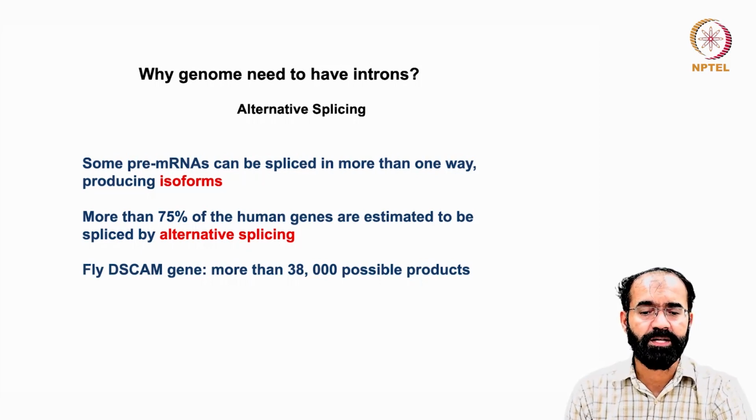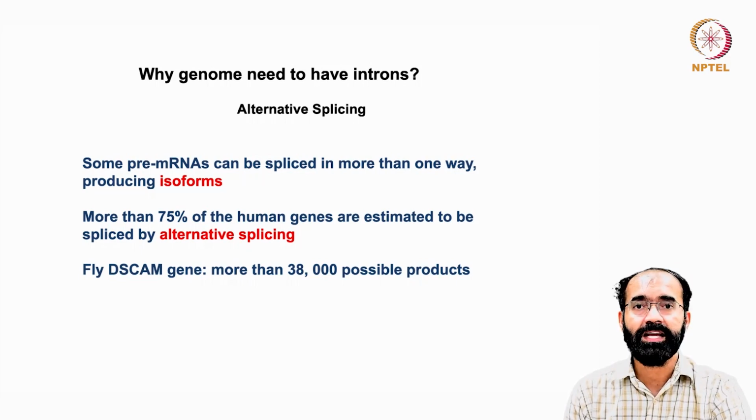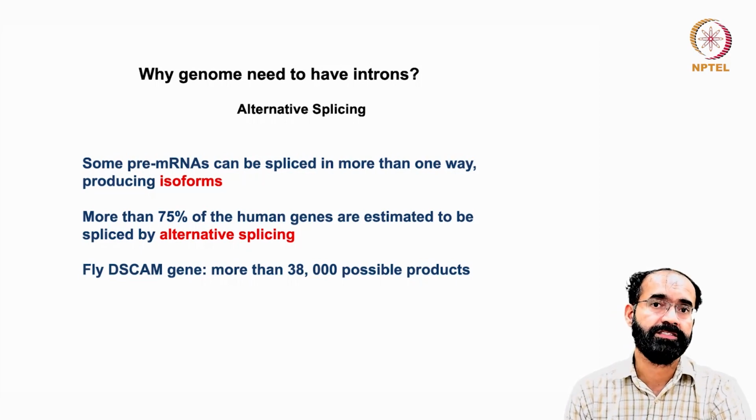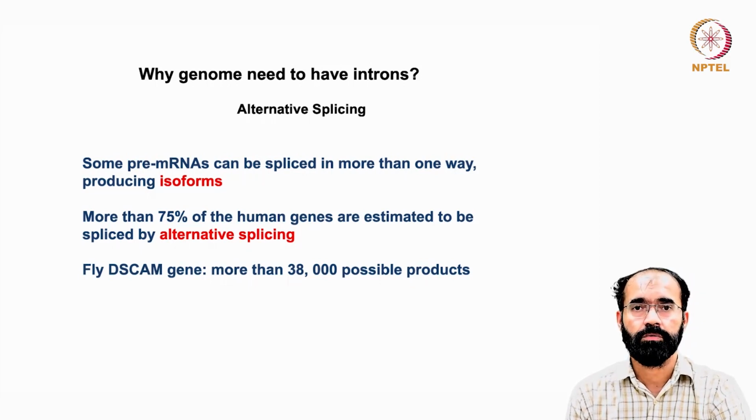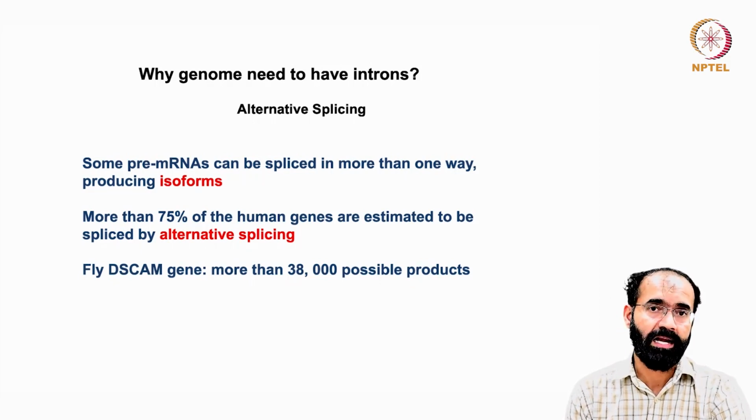More than 75% of human genes are estimated to be spliced by alternative splicing. I already told you that we have only 23,000 coding genes present in our genome, which is far less than the required number of genes considering a complex organism such as a human. So it is believed we should have around 1 lakh genes. It's a ballpark figure, a very crude number, but 23,000 is nowhere close to 1 lakh.